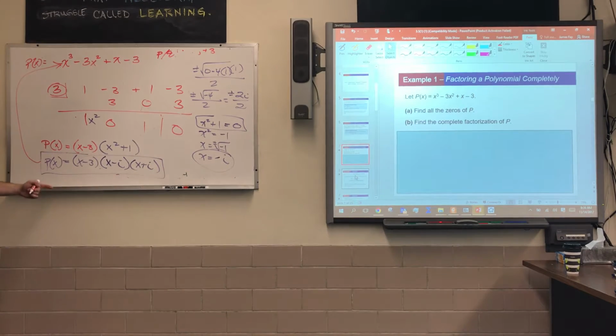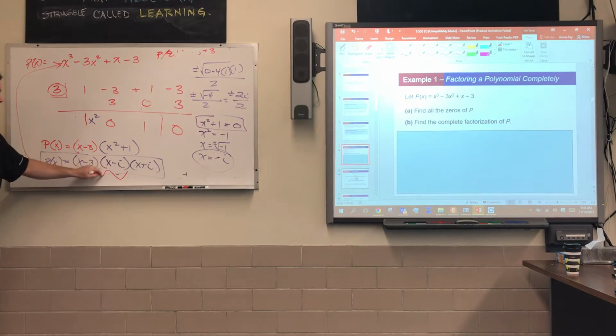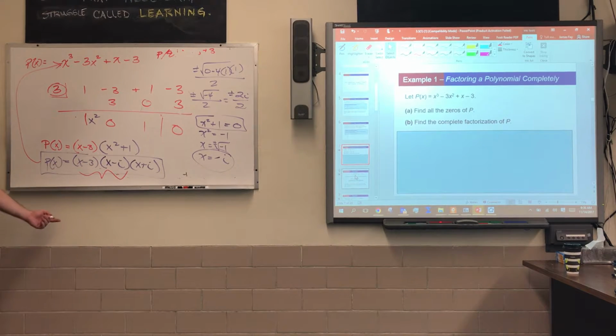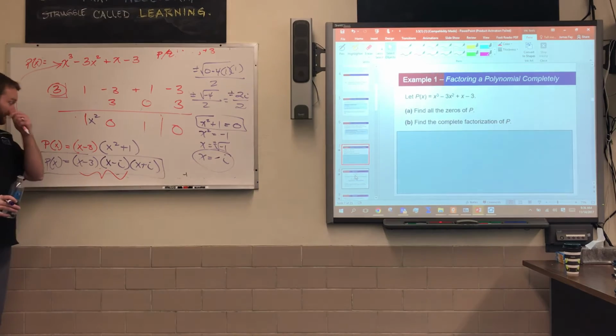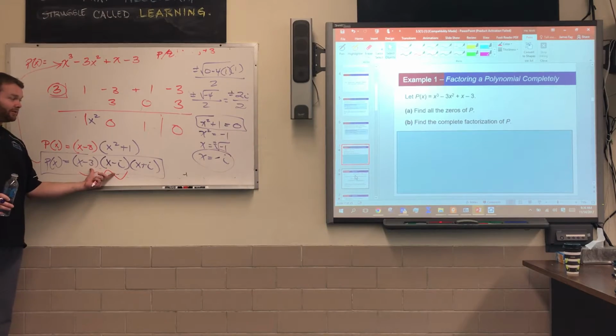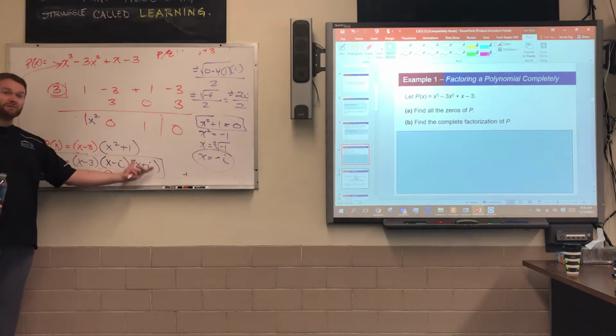When I say be intelligent about it, it means don't multiply those two together right there. Because when I multiply those two together, it's doable. I get x squared minus 3x minus xi plus 3i. And I now have a 4-term expression.